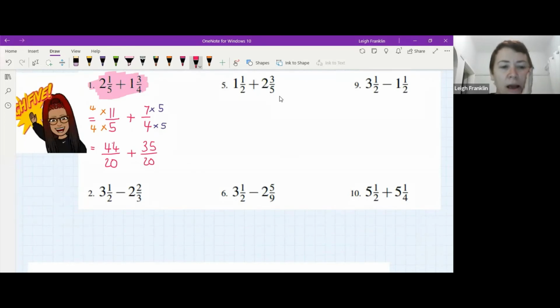Excellent. Okay, and now we're going to keep the denominator of 20, and we're going to add 44 plus 35. Beautiful, Ayanda. And what would you get there? 79, ma'am. 79. Lovely. Well done, Ayanda. That's really, really good. Okay, I am super, super impressed. That's great work. Okay, let's see who's up next.